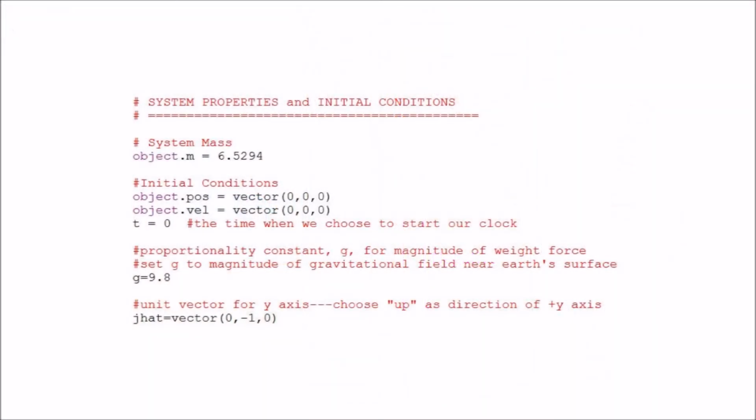To construct the model in VPython, I initialized the variables for the object's mass, which I measured, the initial position of 0, and initial velocity of 0 since the object was dropped from rest, and then used the magnitude of the gravitational field near the Earth, 9.8 meters per second squared, to calculate the force due to gravity on the object.